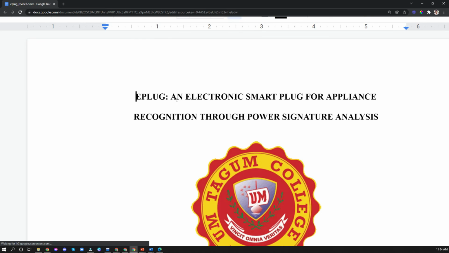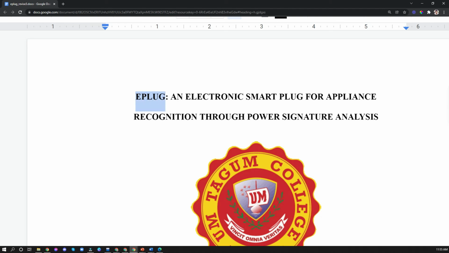Okay? Ang electronic smart plug for appliance recognition through power signature analysis. So, sa title pa lang, makita na ninyo kung unsa all about ang imong design. Okay? Nagbuhat siya og smart plug nga makarecognize sa appliance through power signature analysis. Kita na ninyo tanan. Ihap ta pila lang: 1, 2, 3, 4, 5, 6, 7, 8, 9, 10. 10 lang siya ka words, without considering kani.